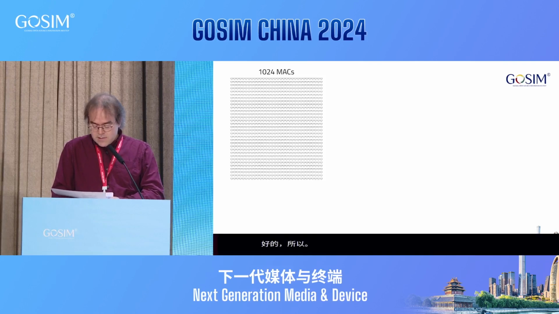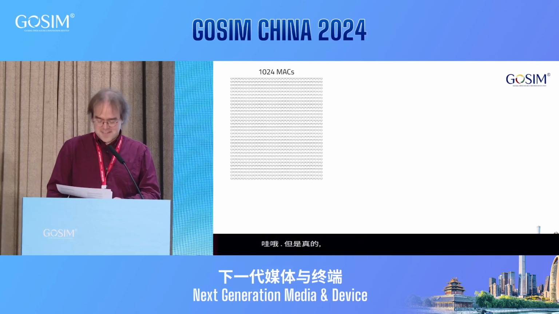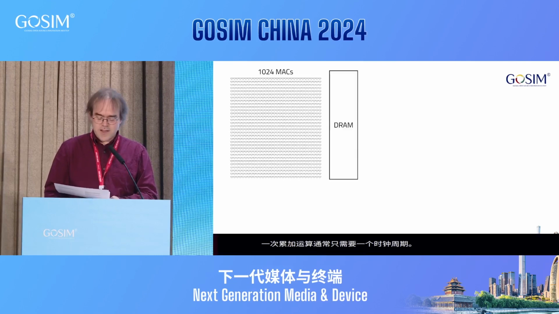So getting 1,000 multiply add circuits onto a chip is really easy. It's just copy paste, right? There's your teraflop. Why do we need all these hardware engineers? This is easy. Well, this chip is useless because the multiply adders aren't connected to anything. Well, no problem. We'll just add some memory.